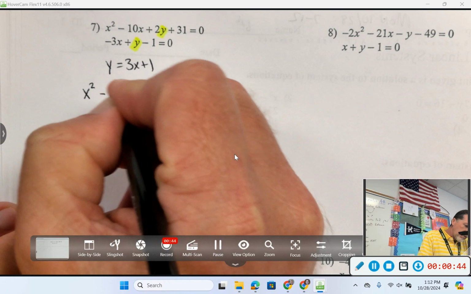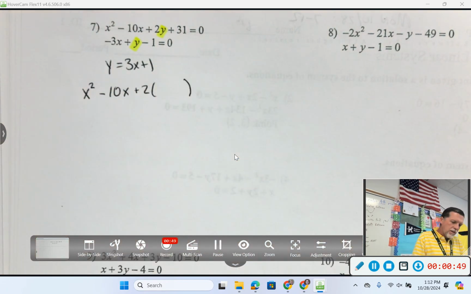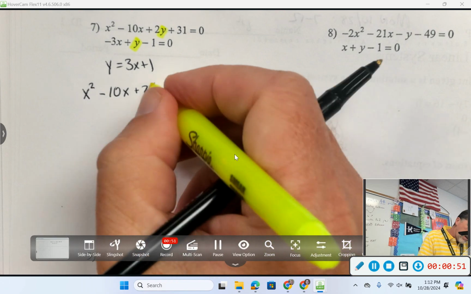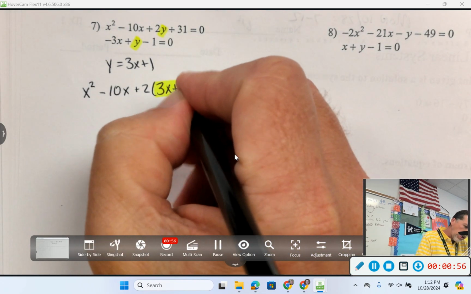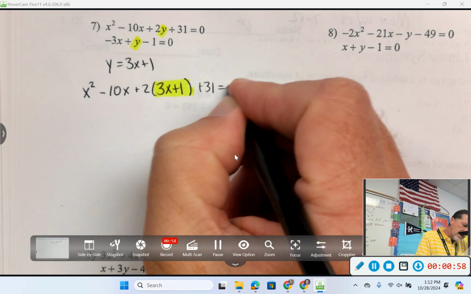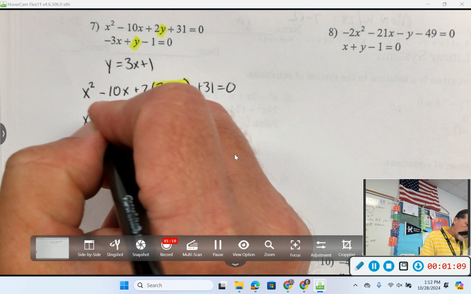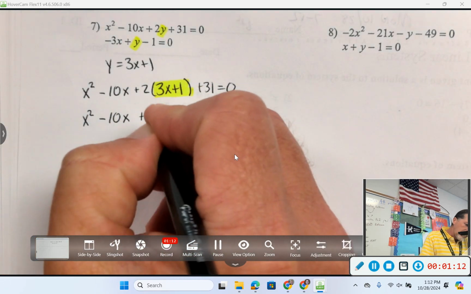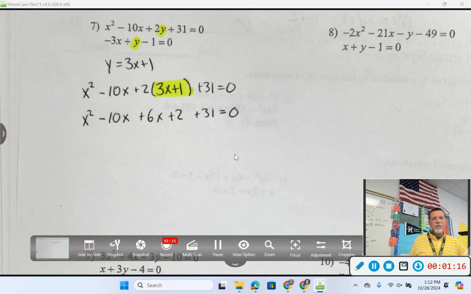X squared minus 10x, you're welcome, plus 2 times (3x plus 1) plus 31 equals 0. Alright, so the substitution stuff is done. Now it's distribute, collect like terms, go from there. X squared minus 10x plus 6x plus 2 plus 31 equals 0.